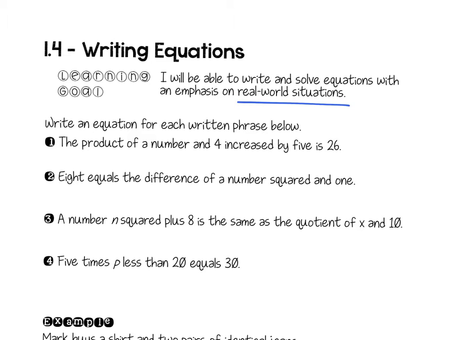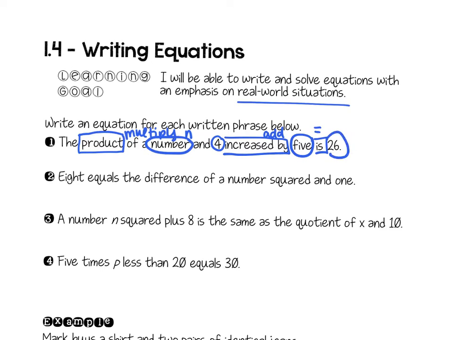So the product of a number and 4 increased by 5 is 26. So product is a keyword that tells us to multiply. If they're going to say a number, that's typically going to be our variable, so you can use n or x. 4 is also a number. Increased by, I'm going to include the by there, so increased by is going to tell us to add by 5, and is a keyword for equals, and then 26.